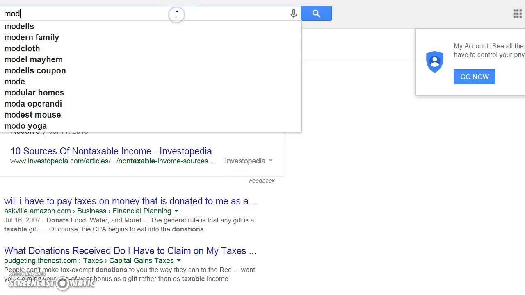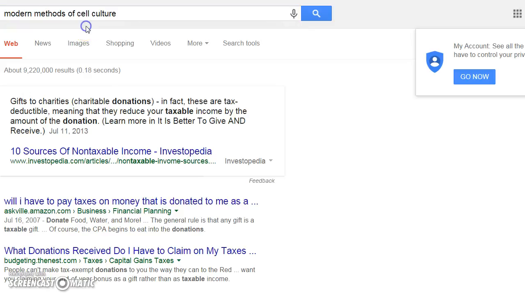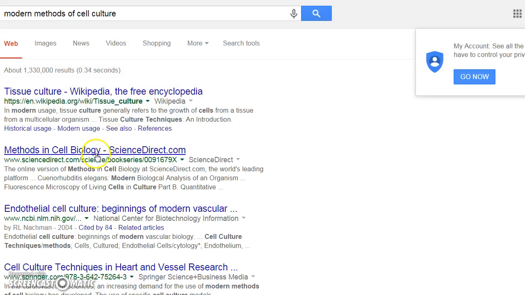Let's see what we find here. See, as you type, you start to see new findings that automatically come up, recommended findings. This is also a very good thing, so you can look up that. Okay, see, you find the definition here, so now you know what it is. In modern usage, tissue culture generally refers to the growth of cells from a tissue from a multicellular organism. So now you have an understanding of what a modern cell culture is.